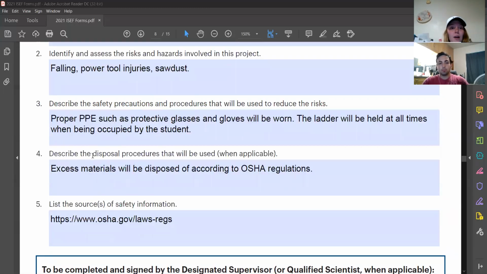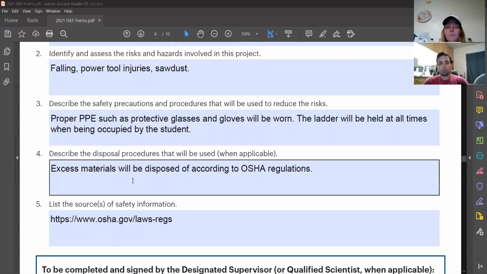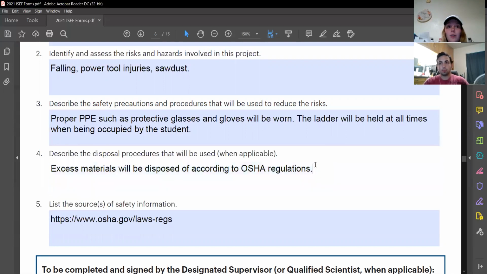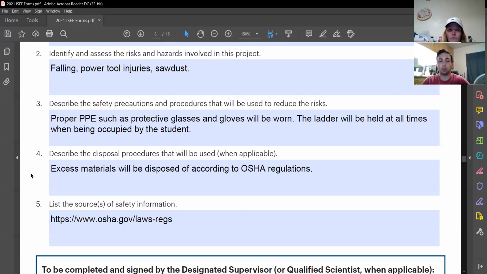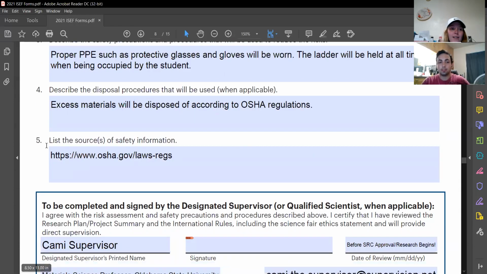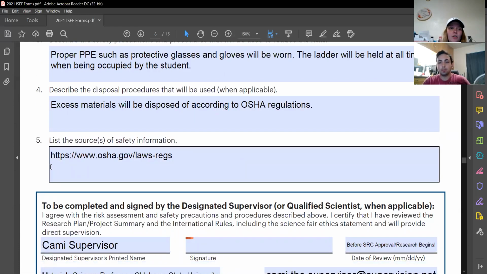In question 4, we'll describe the disposal procedures that will be used when applicable. Excess materials here will be disposed of according to OSHA regulations, but these disposal procedures are dependent on what your hazardous material is. And disposal should also be according to federal and state guidelines or non-US national regulations and laws if applicable. Question 5 asks us to list the sources of this safety information. Carl Science has used the OSHA website to make sure that he is following all of our governmental policies.